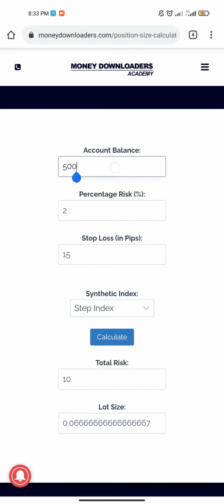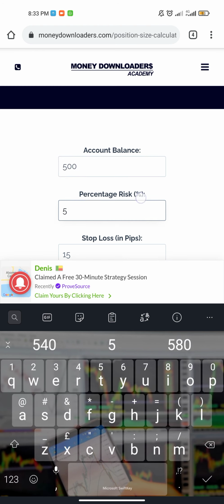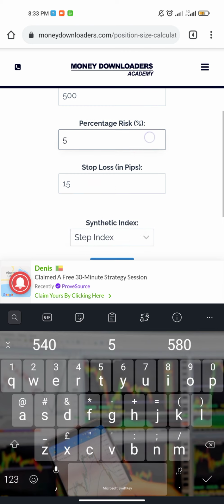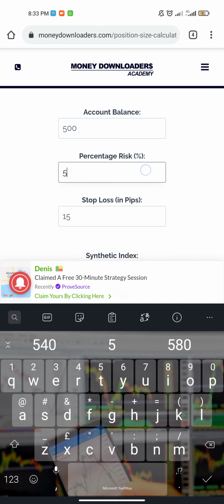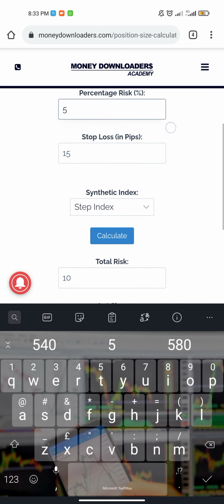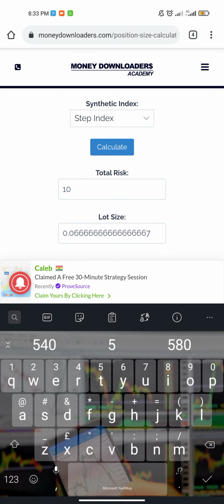So let's say we are risking 5% of our account. If 2% is $10, 4% is $20, 5% is what? $50. No, 5% should be $45 if I'm not mistaken. Yeah, it should be 45.